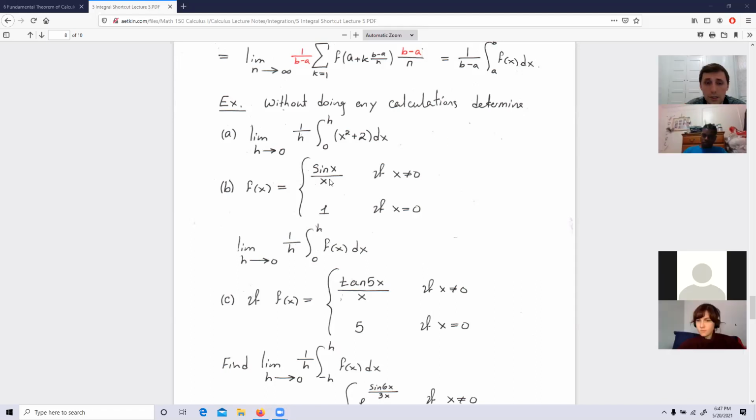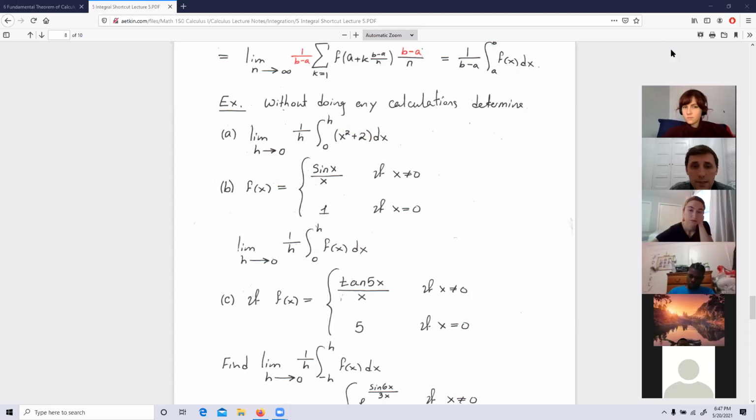Yeah, so this one, look at it. You see, guys, x squared plus 2. We take the limit as h goes to 0. It means that in x squared plus 2, all the x's are very close to 0. So x squared is very close to 0 for all values from 0 to h. So we are averaging, in essence, 0 squared plus 2. We are averaging lots of 2's. Now the average of many 2's will be 2.